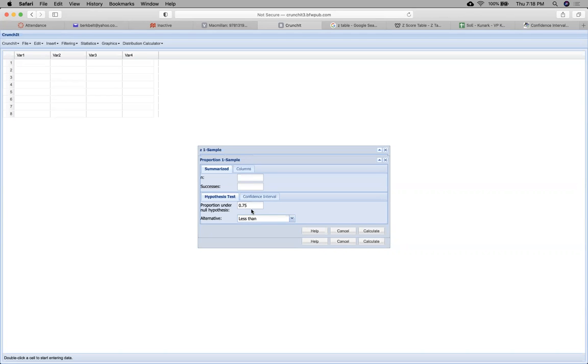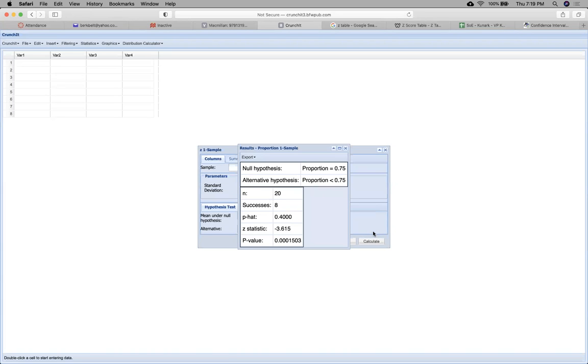Now, how many trials did we run? How many shots did we take? 20. How many successes were there? Eight. Excellent. Okay. And then we can calculate. So let's see what we have here.